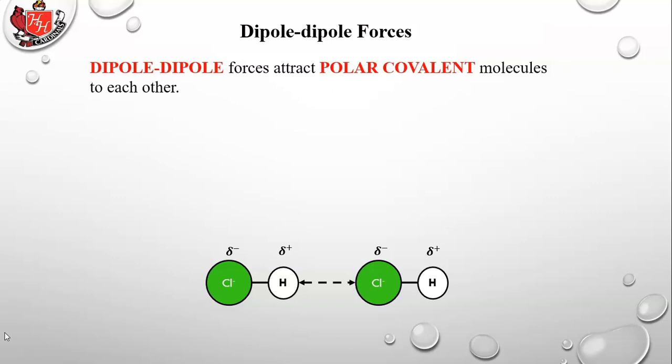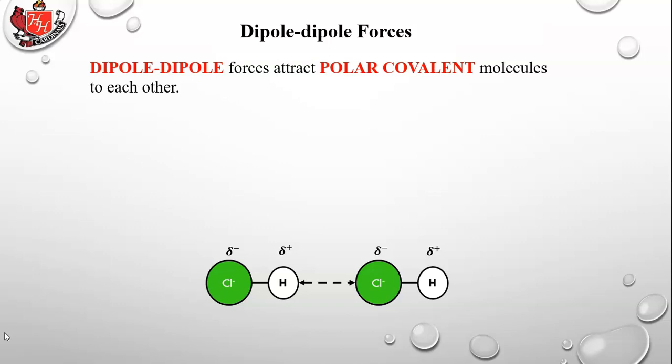Dipole-dipole forces attract polar covalent molecules to each other. So here we have a couple of hydrochloric acid, or HCl, molecules, and polar covalent bonds have a positive side and a negative side. Now that little symbol is called delta, so delta plus indicates the positive side of a polar covalent molecule, and the delta minus represents the negative side. The point here is that the positive and negative sides of polar covalent molecules are not a full 1+ or 1- the way ions are.